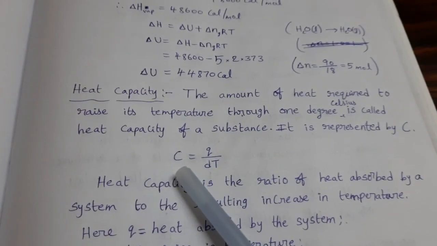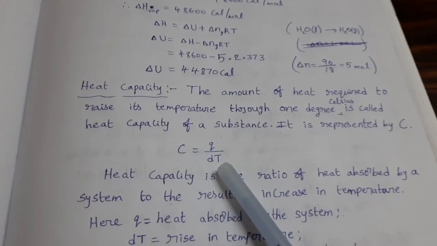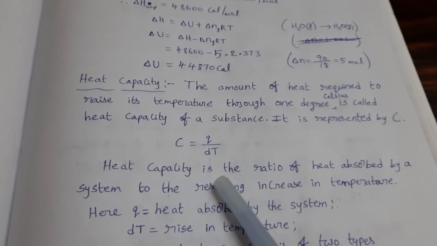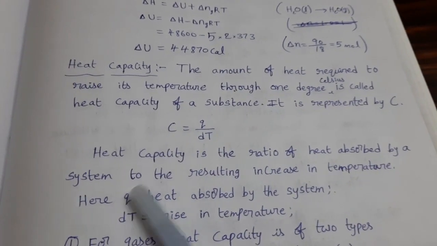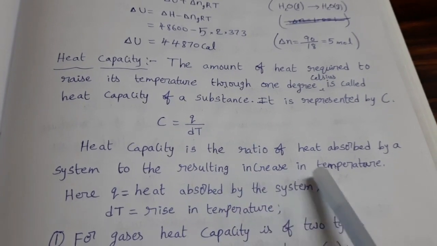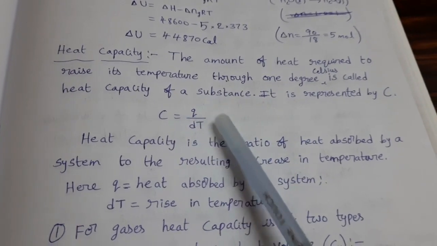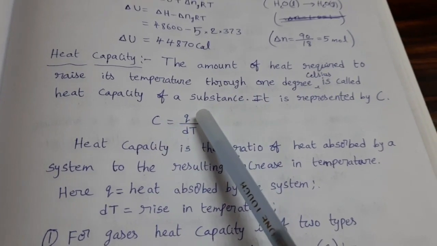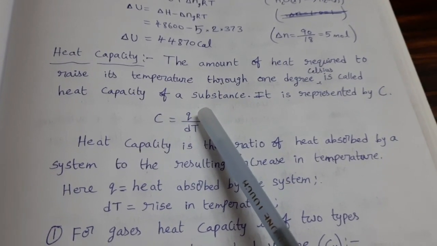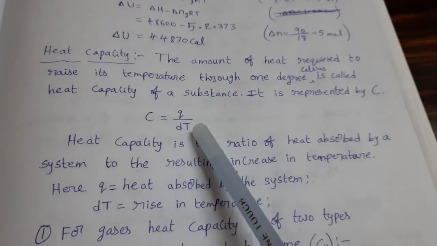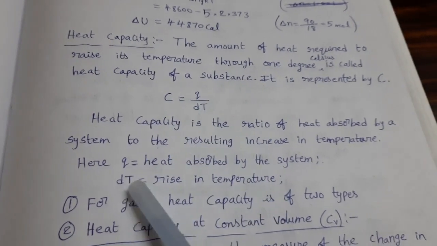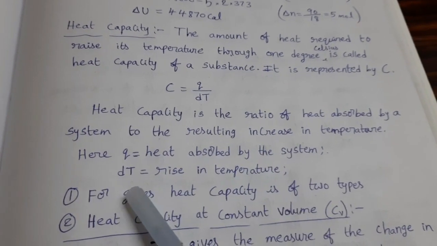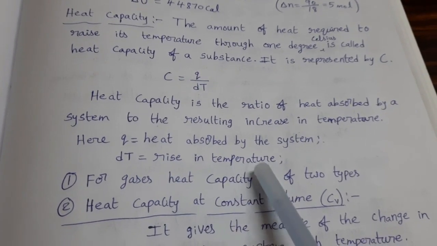So capital C equals Q divided by delta T. Heat capacity is the ratio of heat absorbed by a system to the resulting increase in temperature. So the absorbed heat energy by the system is Q, then the increase in temperature is dT. This ratio is called heat capacity. Q is heat absorbed by the system, dT is the rise in temperature.